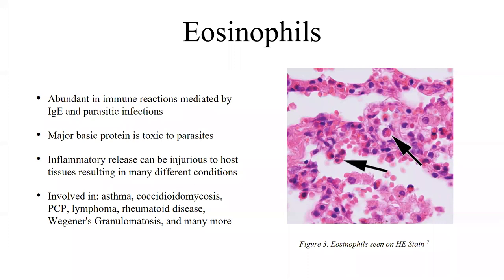many different conditions. Eosinophils, of course, are involved in many different disease mechanisms: asthma, PCP, lymphoma, rheumatoid disease, and many more. This is a pathology slide showing eosinophils involved in the tissue. The arrows are pointing to those structures.